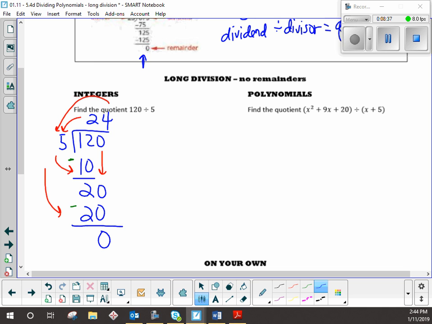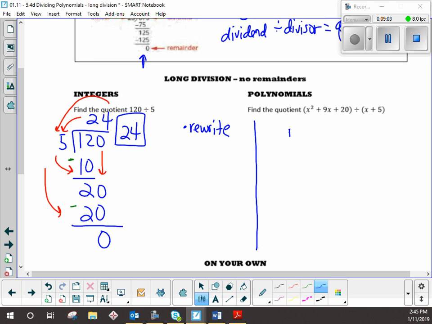What's my answer? 24. Okay, whatever's up here on top of the division house. There's actually a math word for that division bar thing too, but I don't remember what it is. Okay, so now keep all that in mind as we go over the long division for the polynomials, all right? We're going to start by rewriting the problem.